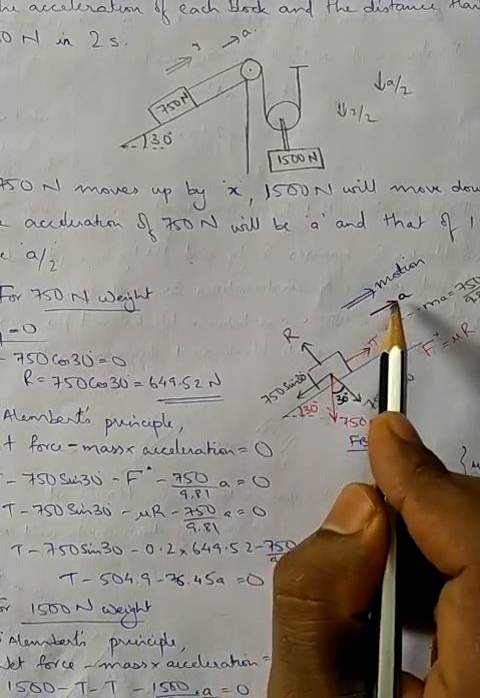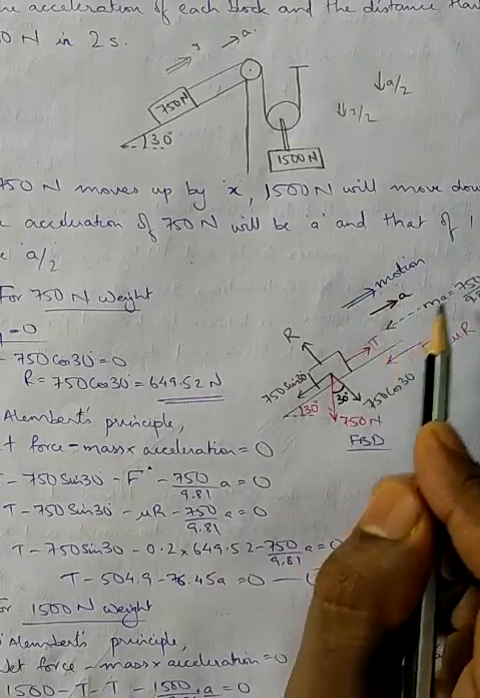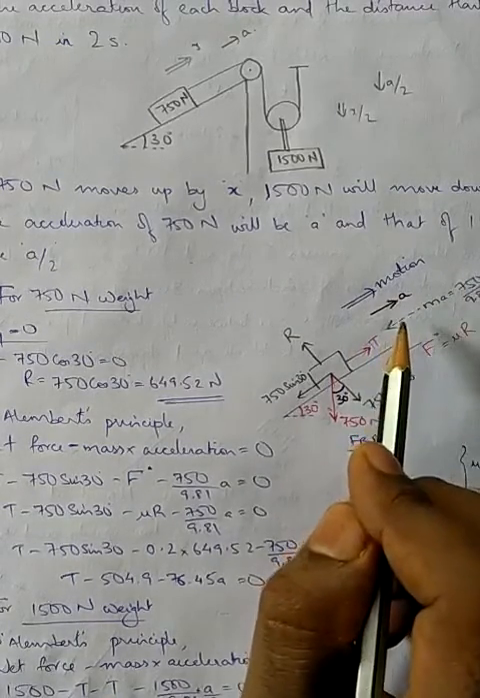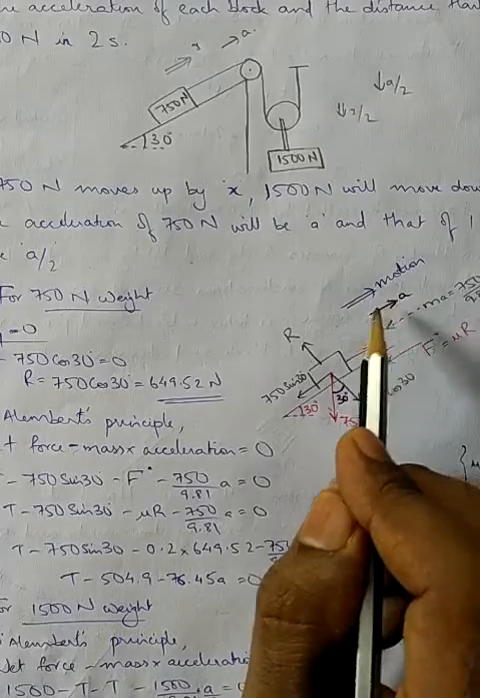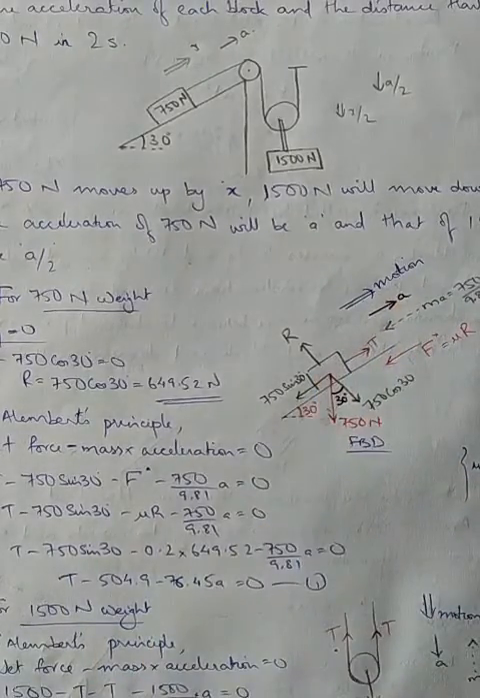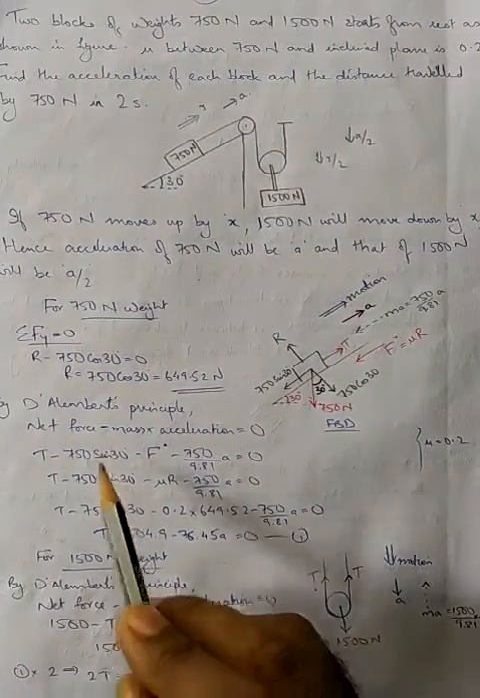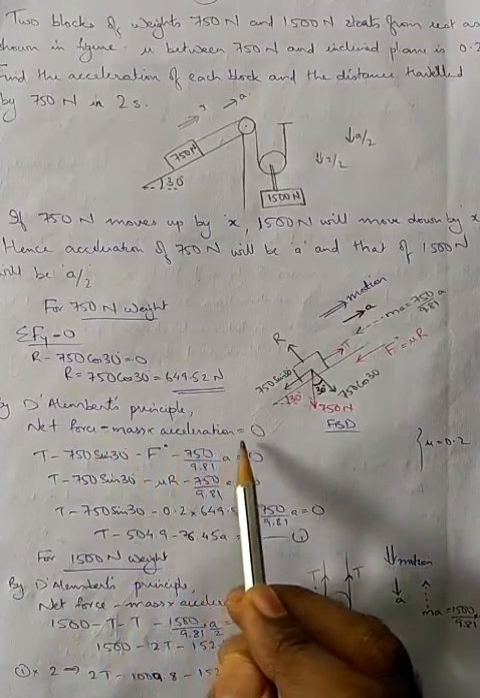Now the acceleration is a itself, and along with that we will be applying the inertia force. This has to be shown in the figure if it is by D'Alembert's principle. So opposite to the direction of motion, there will be inertia force which is equal to ma. Now let us see the equations. By D'Alembert's principle, net force minus mass into acceleration equal to 0.